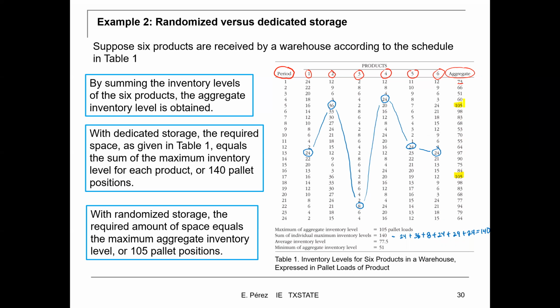So in the randomized, you are not fixing any area for storage in terms of different products. You just want to make sure that you have enough space in which you can accommodate the products in a randomized way. Okay, so you can see that these are two different, and there's some savings in terms of space when you look at the randomized storage when compared to the dedicated storage.